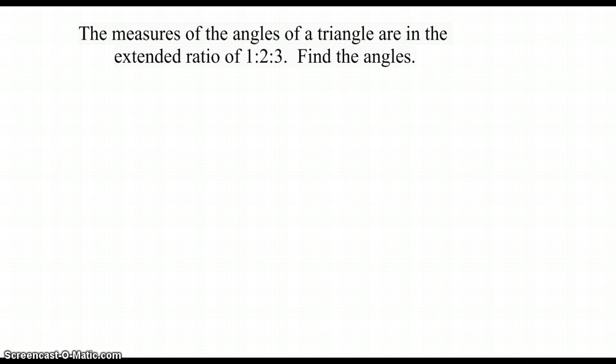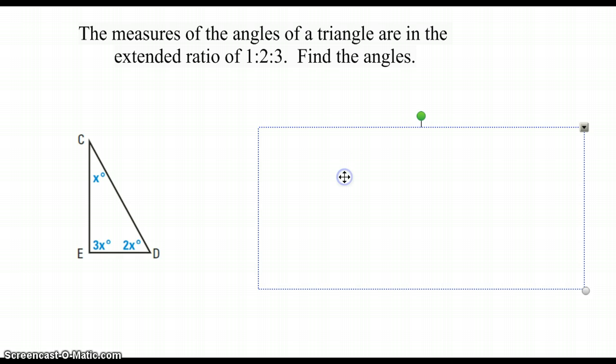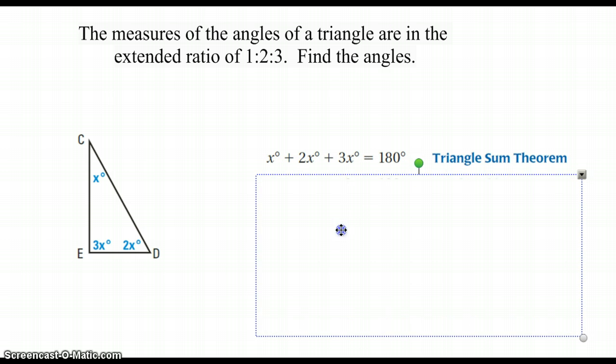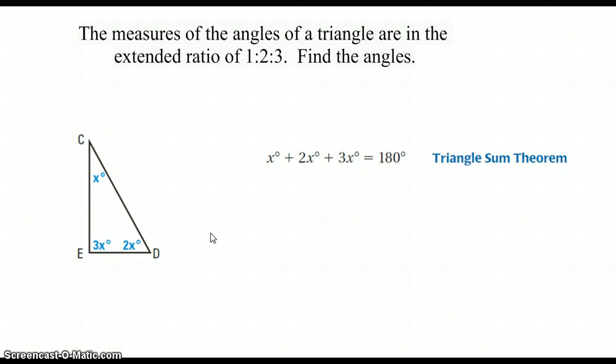So for our next problem, it says the measures of the angles of a triangle are in an extended ratio of 1 to 2 to 3. So that's comparing the 3 angles in the triangle. What it's saying is that one of the angles is 1x, one is 2x, and the other is 3x. Since they're in a triangle, we should know how much they add up to, which is 180. So I start my equation with 1x plus 2x plus 3x equals 180 because of the triangle sum theorem.